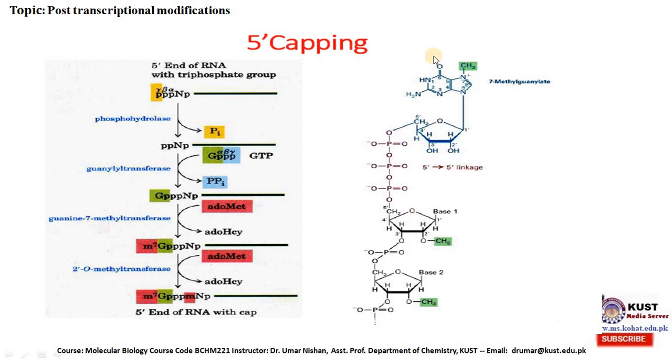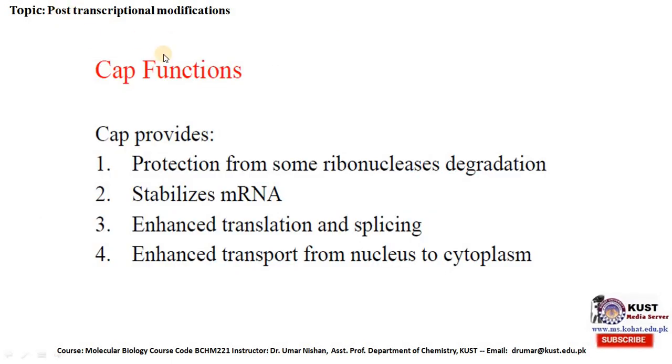So this slide tells us how the 5' capping of the RNA takes place. Now this cap has different functions. This cap provides protection from ribonuclease degradation, because this RNA has to be transported from the nucleus to the cytosol, and the environment is rich with ribonucleases. So this cap will provide protection from ribonucleases, so it will not be degraded.